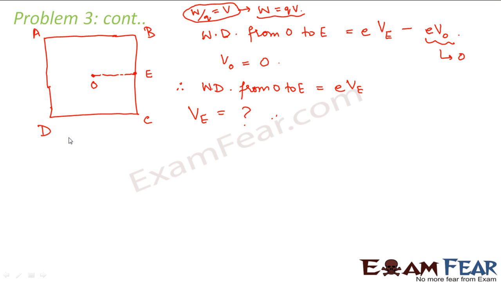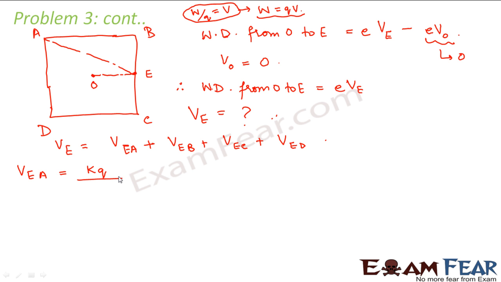So how do we calculate VE? VE will again be equal to potential at E due to A plus potential at E due to B plus potential at E due to C plus potential at E due to D. So now let us join A with E. Let us calculate the potential at E due to A. That will be equal to K into Q divided by AE.